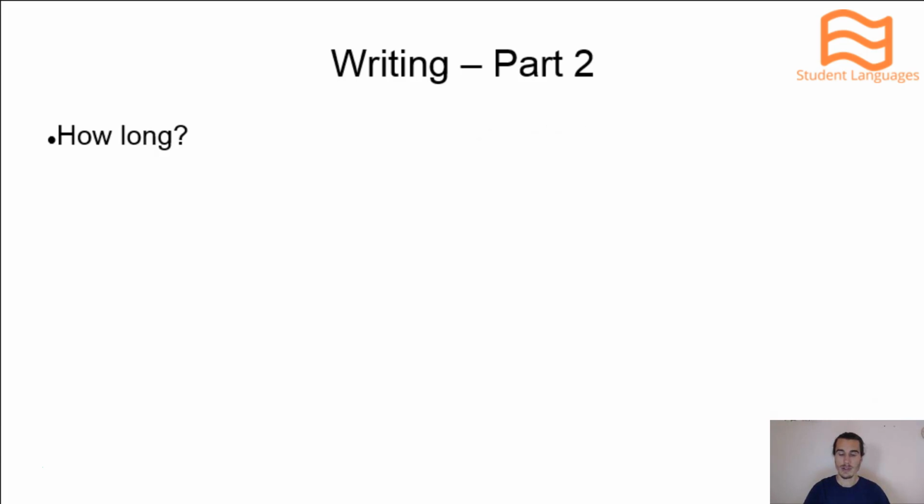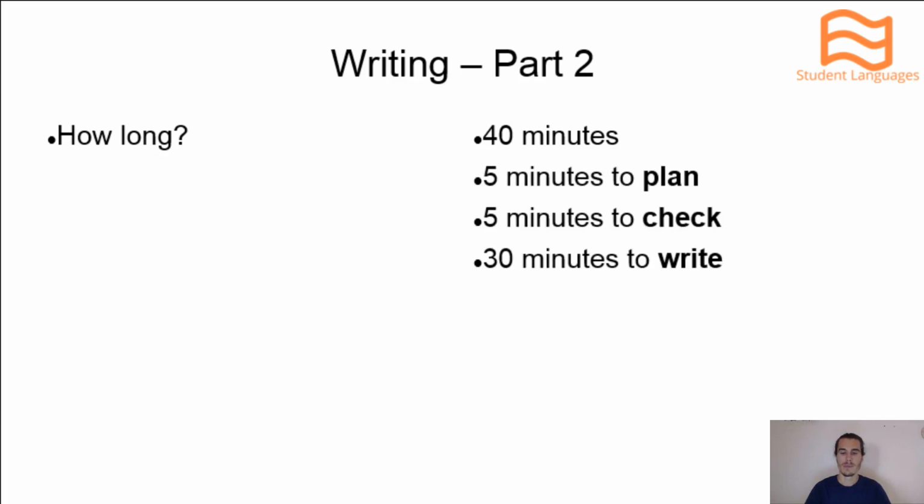So how long is part 2? Again, you have 80 minutes for part 1 and part 2. They have equal marks, so you should take 40 minutes for part 2. And as I said for the essay, you should take 5 minutes to plan your answer at the beginning. Think about the organization, the structure, the content. 5 minutes to check at the end. Watch out for those spellings, silly grammar mistakes. And 30 minutes to write your answer.